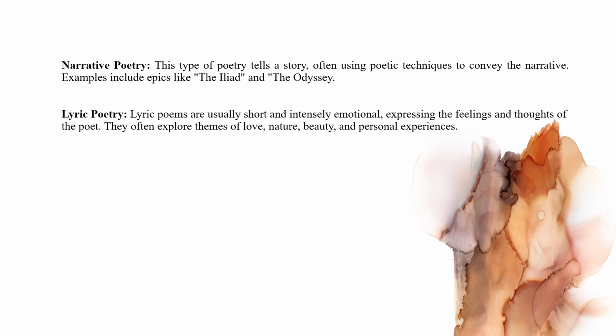Narrative poetry. This type of poetry tells a story, often using poetic techniques to convey the narrative. The story is there, but the presentation of the story is not in the form of prose, but in the form of poetry. There is a rhyme, there is a meter, and there will be other figures of speech. For example, in the epics like Iliad and Odyssey, and also in the ballad form. For example, Coleridge's The Rime of the Ancient Mariner.